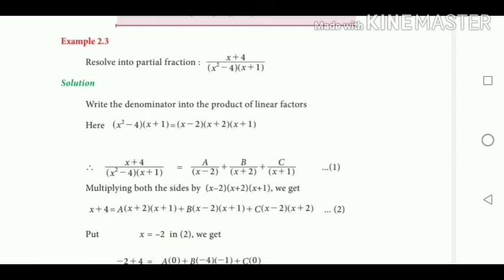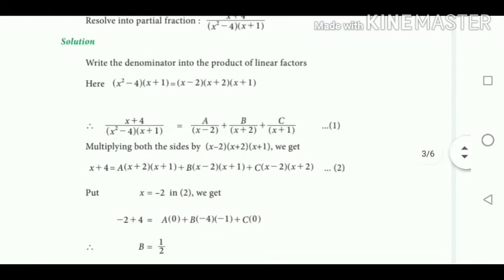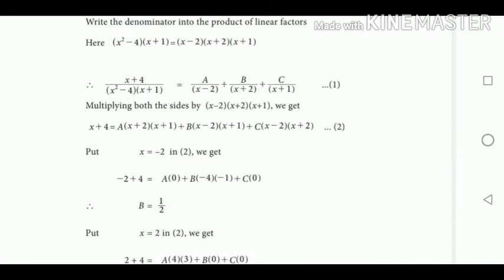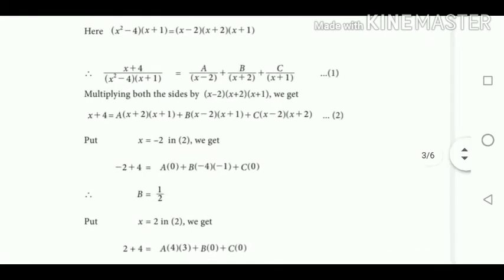Then one more factor is there, x plus 1. Listen here, we are getting 3 factors in the denominator. So 3 factors mean a by the first factor, b by the second factor, c by the third factor. So write the equation: x plus 4 by x square minus 4 into x plus 1 equals a by the first factor x minus 2, plus b by the second factor x plus 2, plus c by the third factor x plus 1. Take it as the first equation.